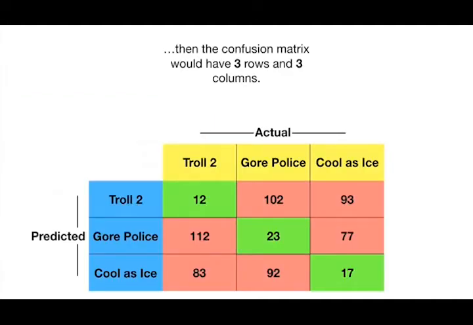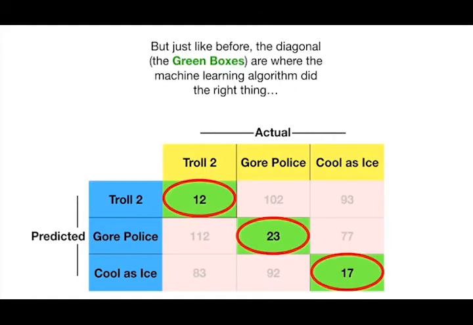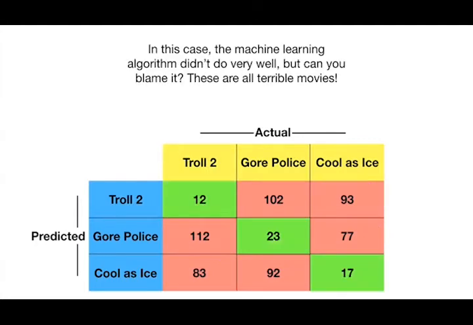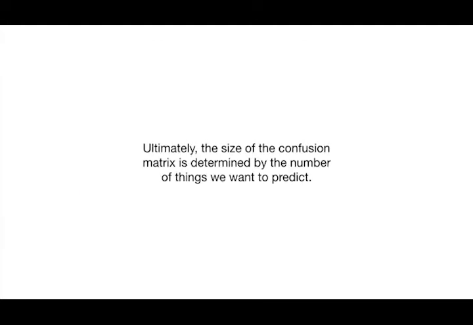If the only options for favorite movie were Troll 2, Gore Police, or Cool as Ice, then the confusion matrix would have 3 rows and 3 columns. But just like before, the diagonal, the green boxes, are where the machine learning algorithm did the right thing. And everything else is where the algorithm messed up. In this case, the machine learning algorithm didn't do very well, but can you blame it? These are all terrible movies. Bam.